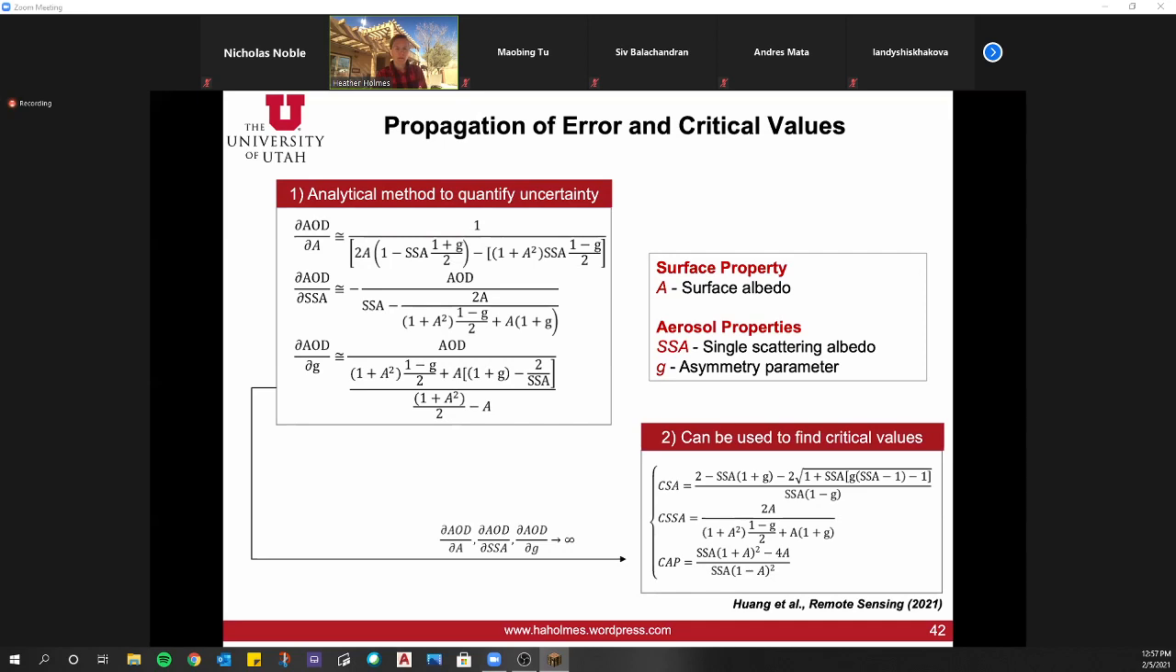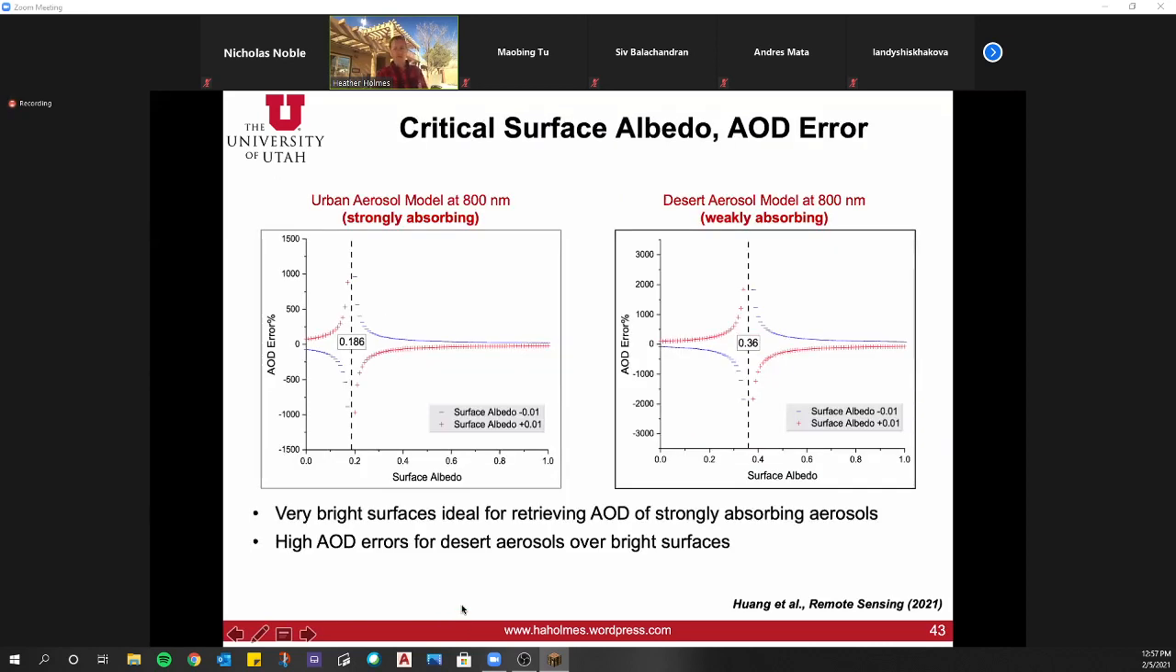And then we used a propagation of error approach to look at the different physical processes impacting AOD uncertainty. So she looked at surface albedo, the single scattering albedo, and the asymmetry parameter. And then also, as you take the limit of all these derivatives as they go to infinity, there is a critical value. So this would be values where you're not able to actually get the AOD information from the radiative transfer model.